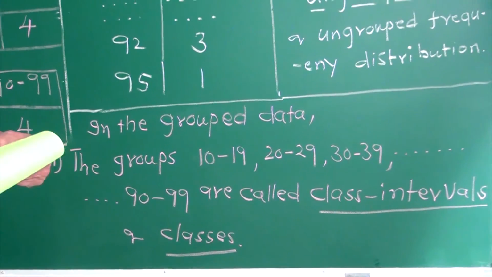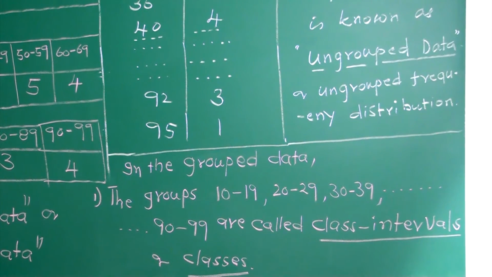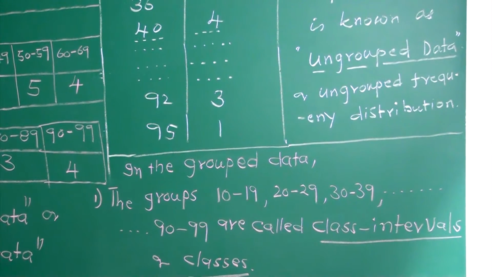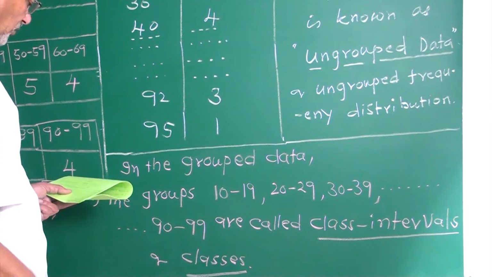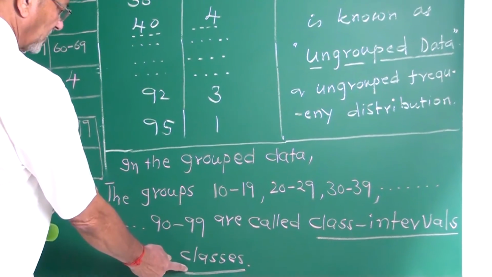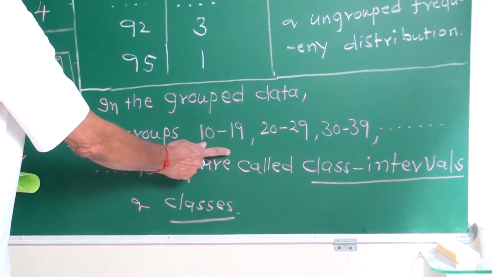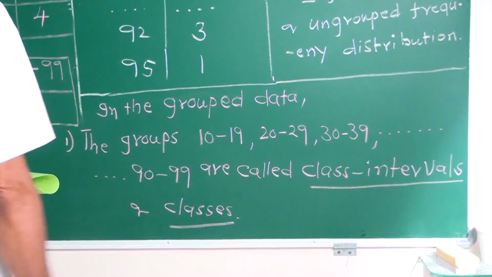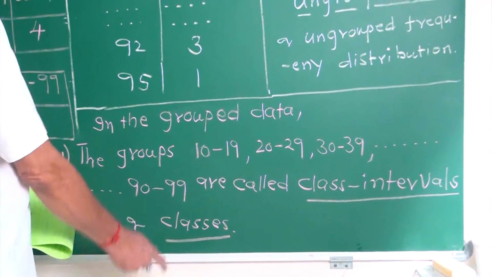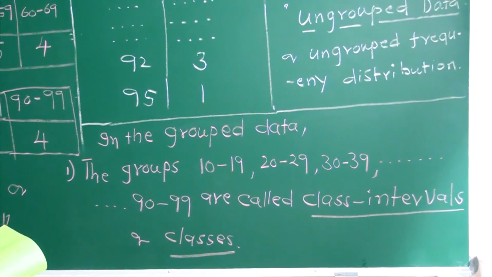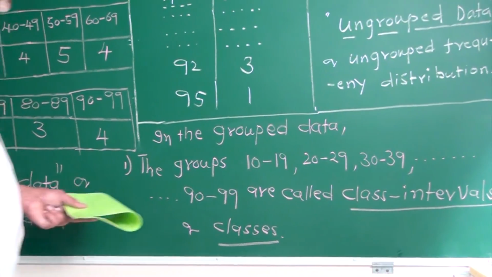To find the mid value, that mid value is also known as class mark. Then what is its definition? That class mark or mid value or midpoint of these classes is the sum of the upper and lower limit divided by 2. The sum of these two limits divided by 2, that we get as the class mark or mid value of those intervals.